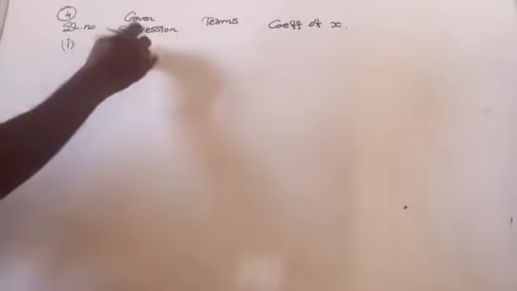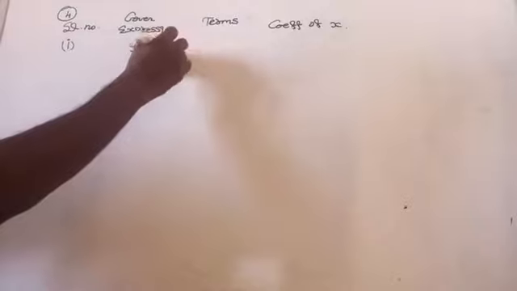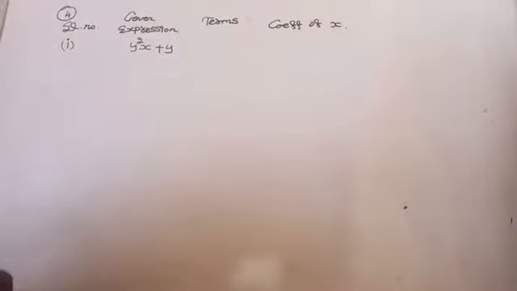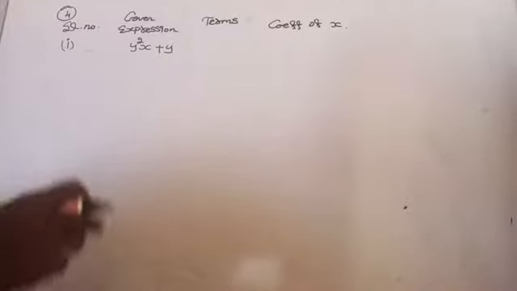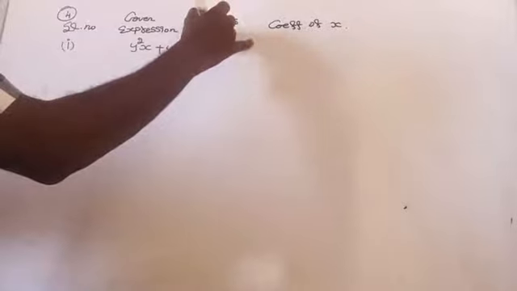Yes. Now the given expression is y square x plus y. Now how many terms are there? There are two terms. The term which contains the variable x is only one term. This is the term which contains the variable x, that's y square x. The terms with the variable x. Am I right here? Yes.